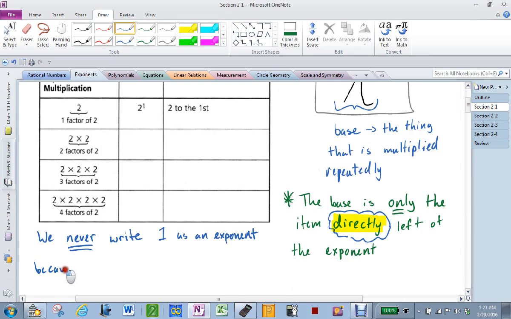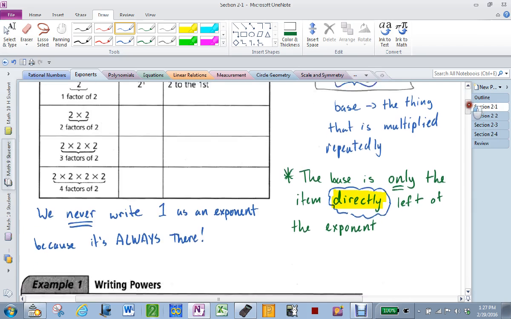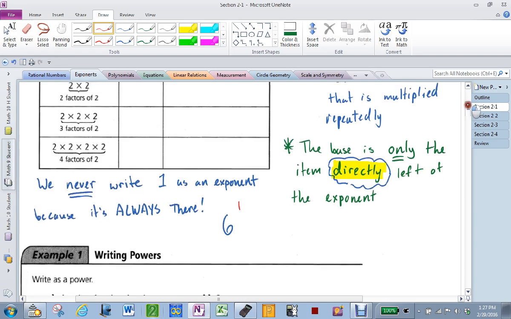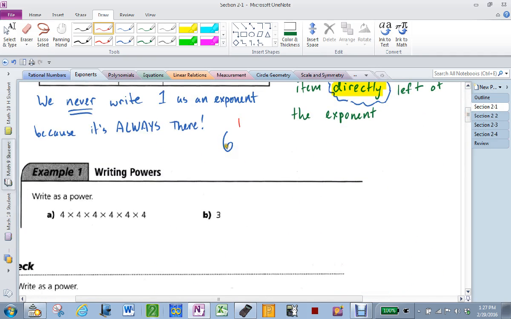Because it's always there. Here is what I mean. 6 is a number, isn't it? If I was to give it an exponent of 1, what would that mean? 6. And there are how many 6s that we are multiplying? 1. So it's 6, and there's only one of them. So we've already written it once, haven't we? So we don't write it again. The 1 is always there.